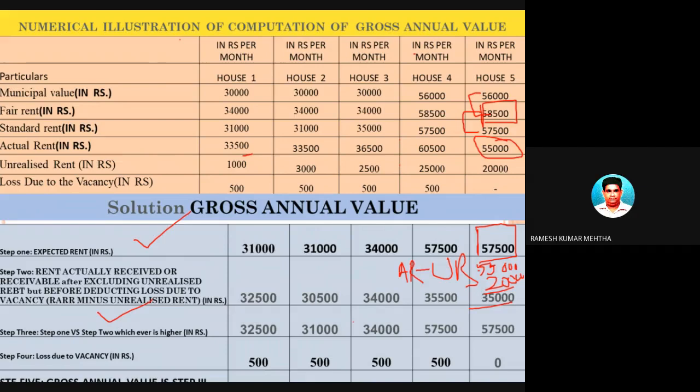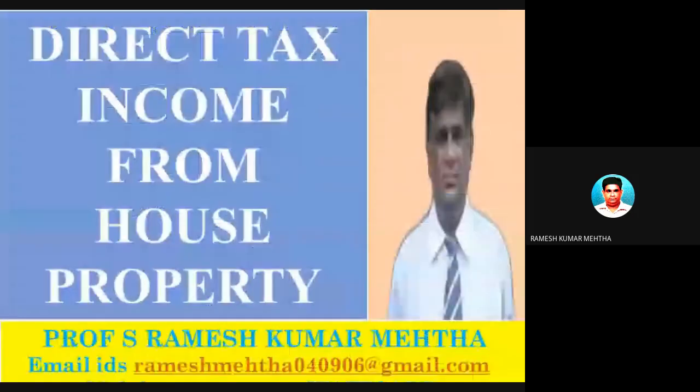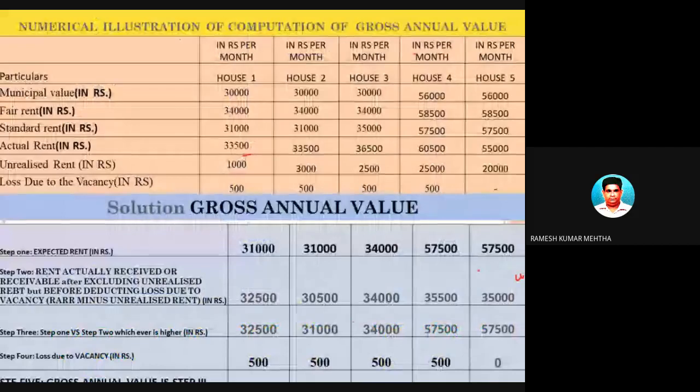Step 3 is compare step 1 result with step 2 result, and among them whichever is highest is to be taken into account as the value for step 3. So step 3 is 57,500 versus 35,000, whichever is highest is 57,500. Step 4 is whatever is the loss due to vacancy, please take into consideration as step number 4. So that is 0. The house property has not remained vacant for any part of the year.